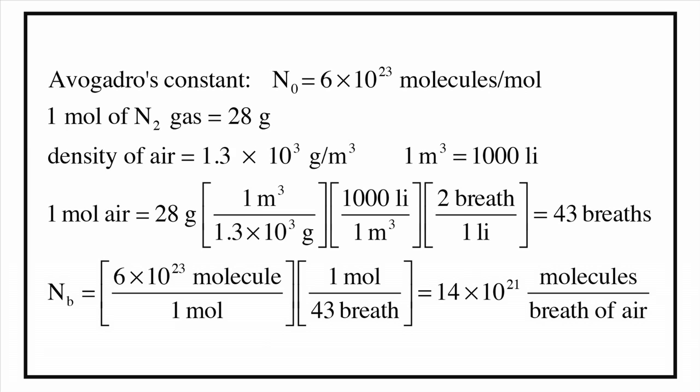And therefore, this 6 times 10 to the 23rd number is the number of molecules in 43 breaths of air, or in other words, 14 times 10 to the 21st molecules are in each breath of air. So those are the only 2 numbers we're going to be using: the size of the Earth's atmosphere and how much there is in 1 breath of air. It turned out, therefore, that's going to be summarized in this last slide.